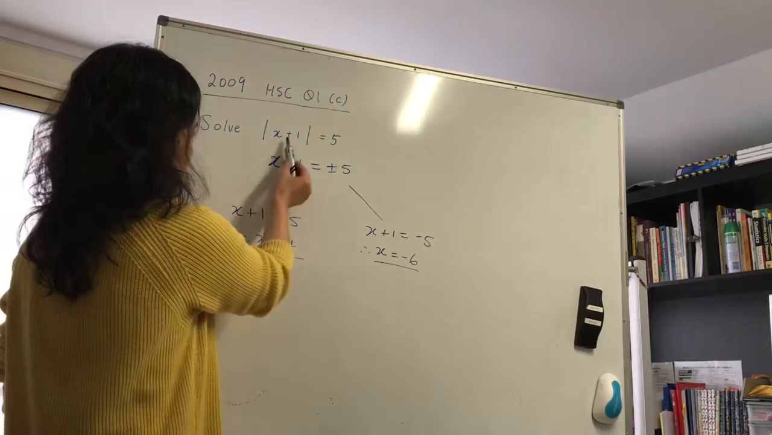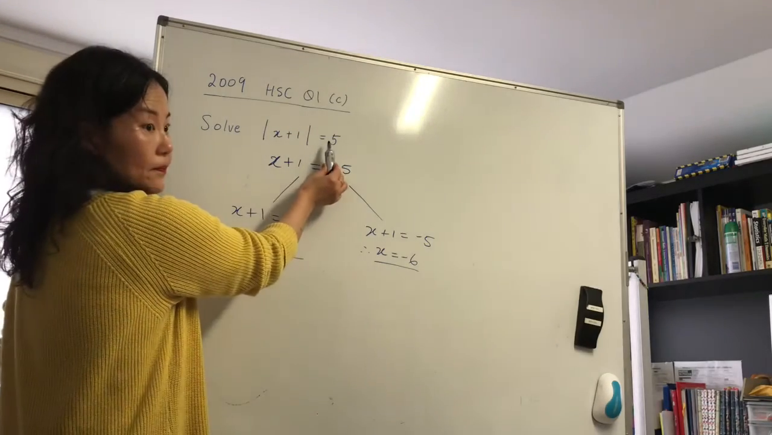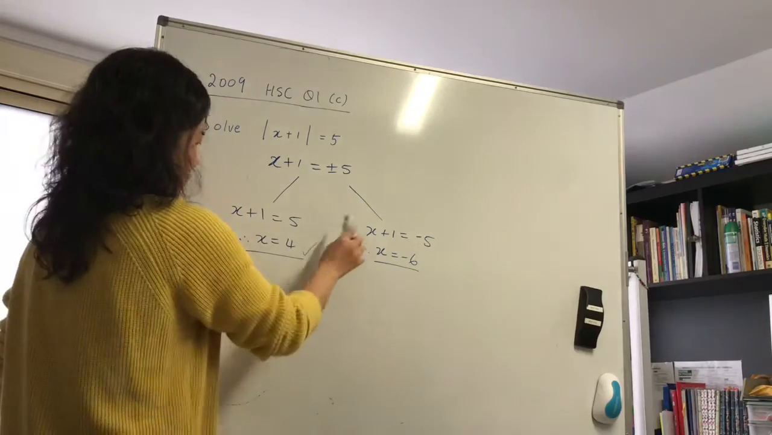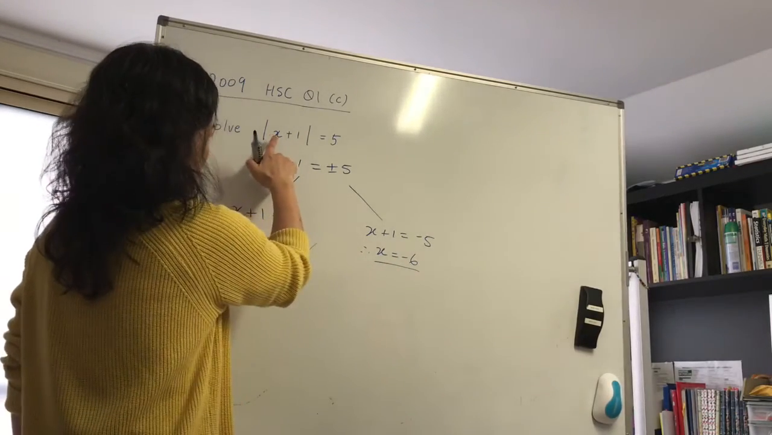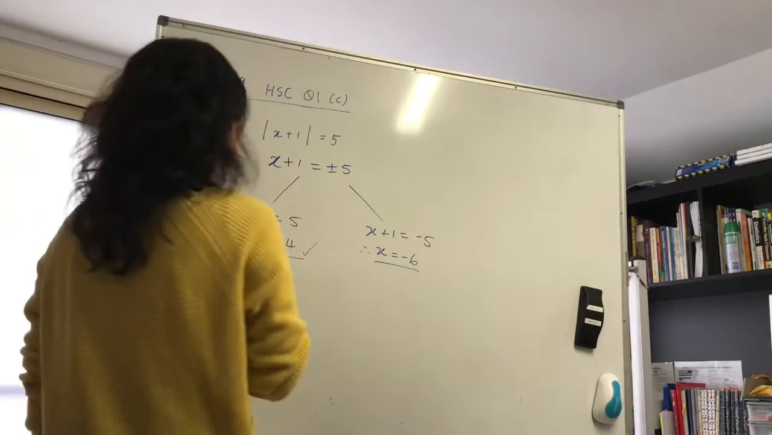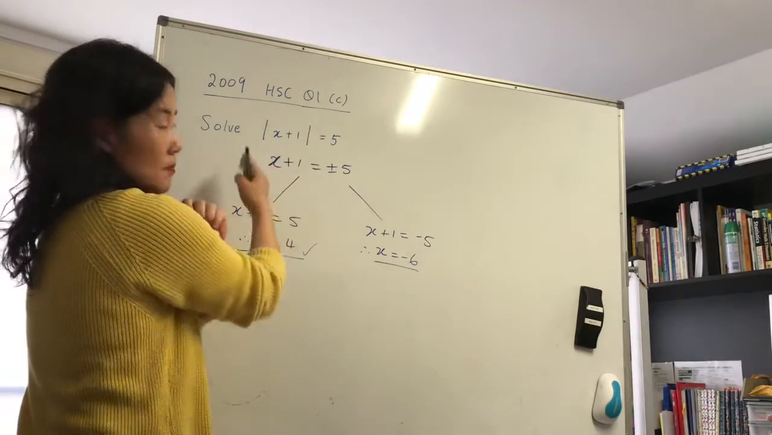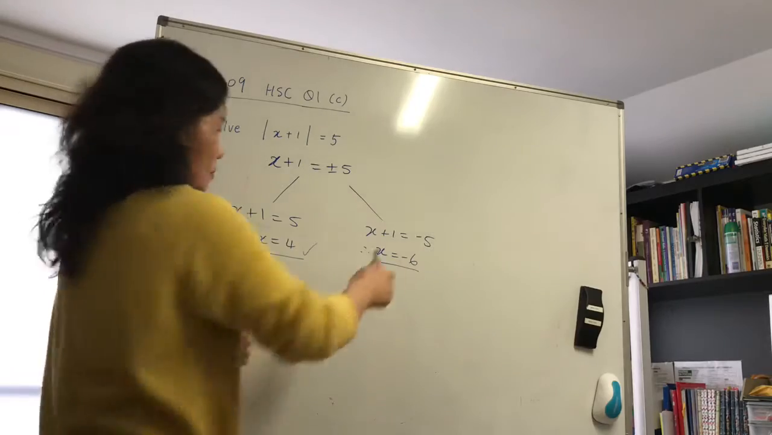So if I put that in there, will I get 5? 4 plus 1 is 5, correct. -6 plus 1 is -5. But absolute value, this gives it, so it's going to be +5. Yeah, so they're both okay.